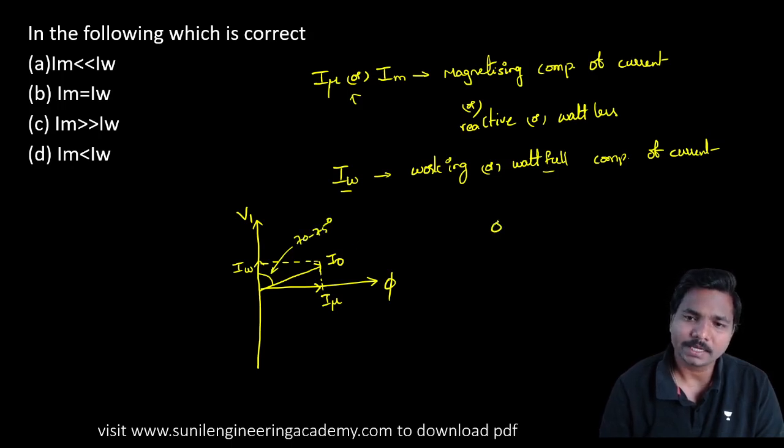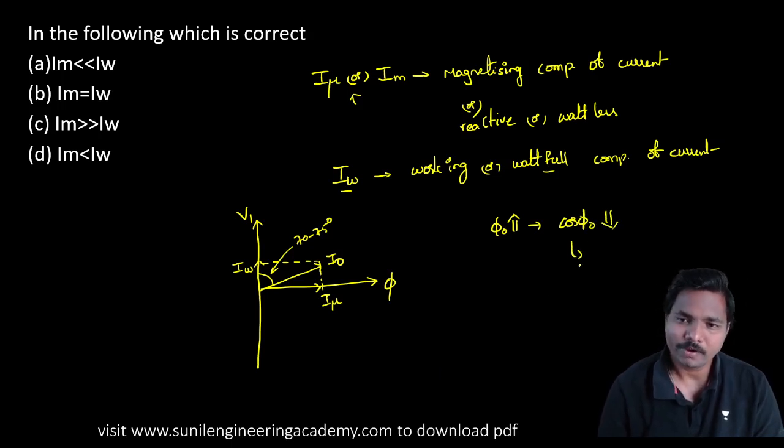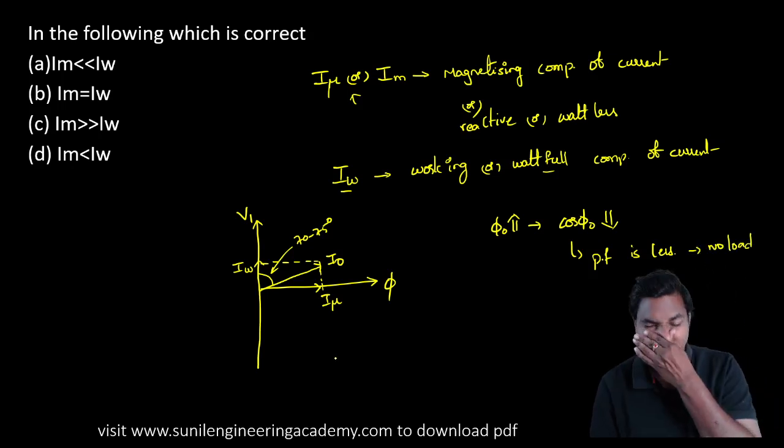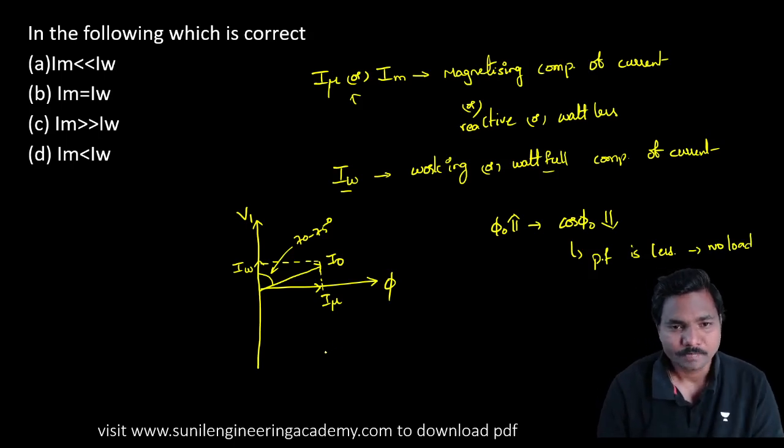As phi naught is high, what about cos phi naught? It is less. So the power factor is less under no load condition. That is also a very important question.